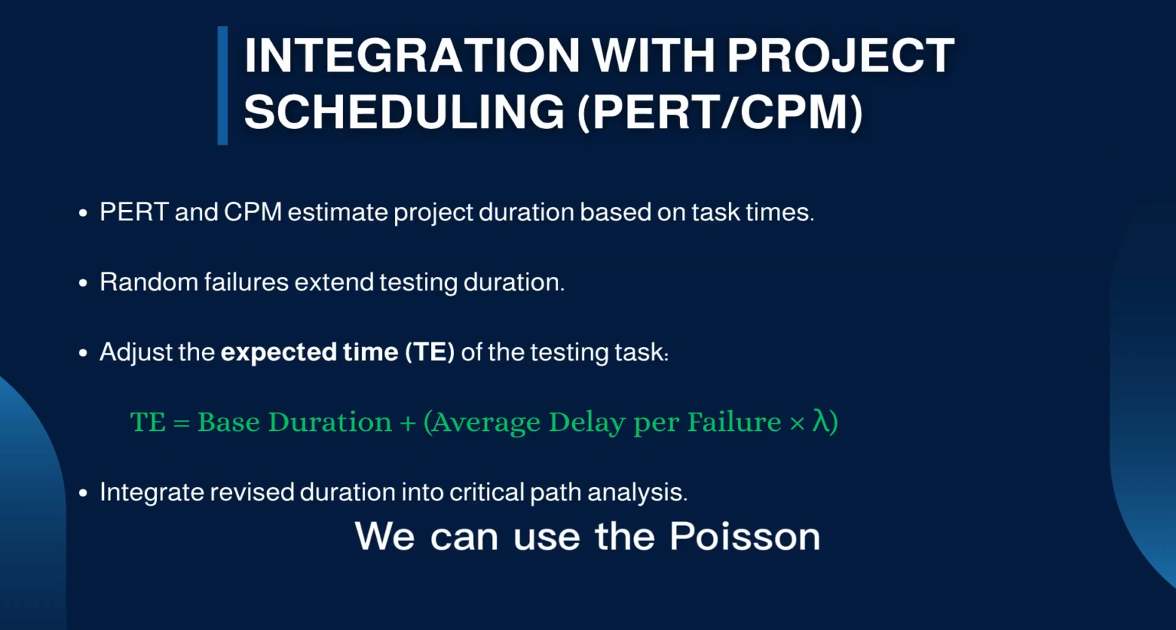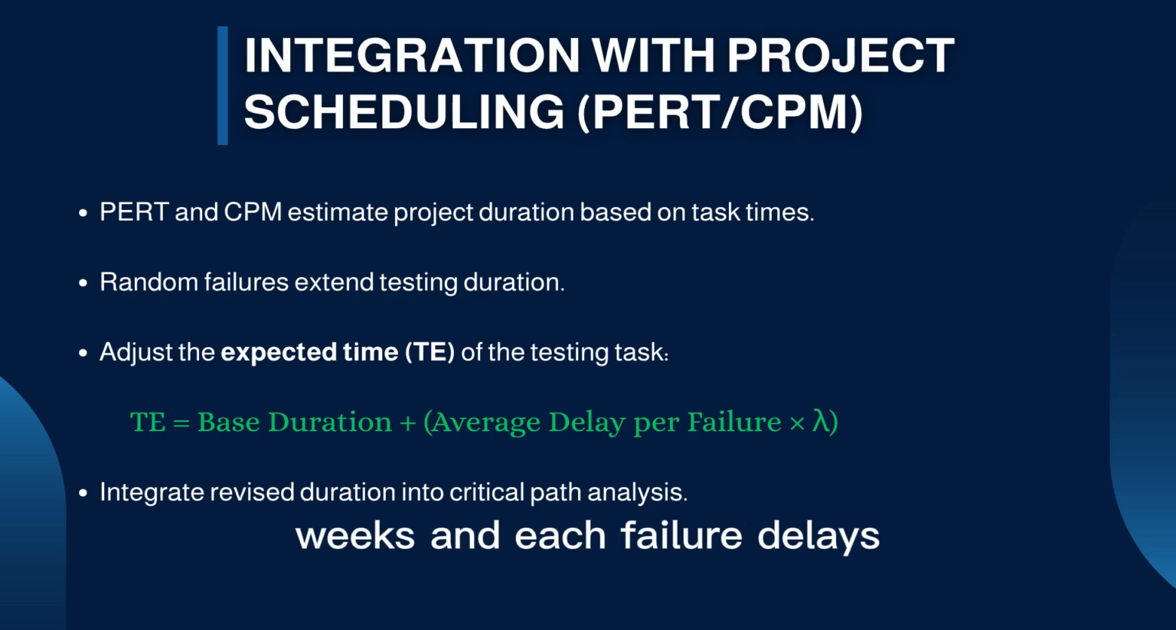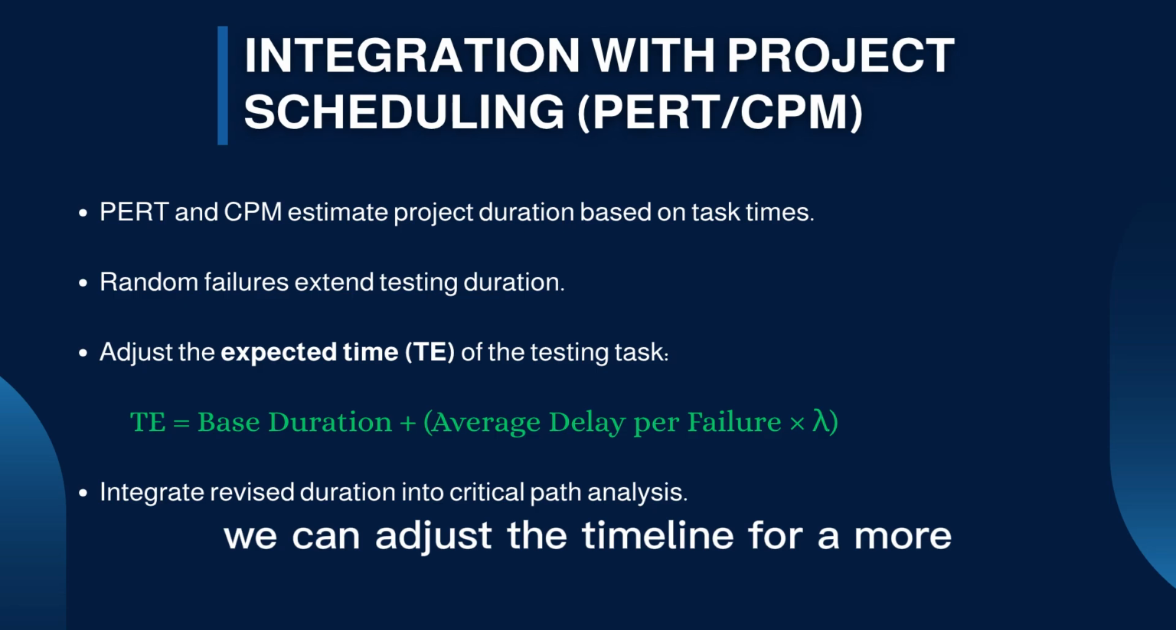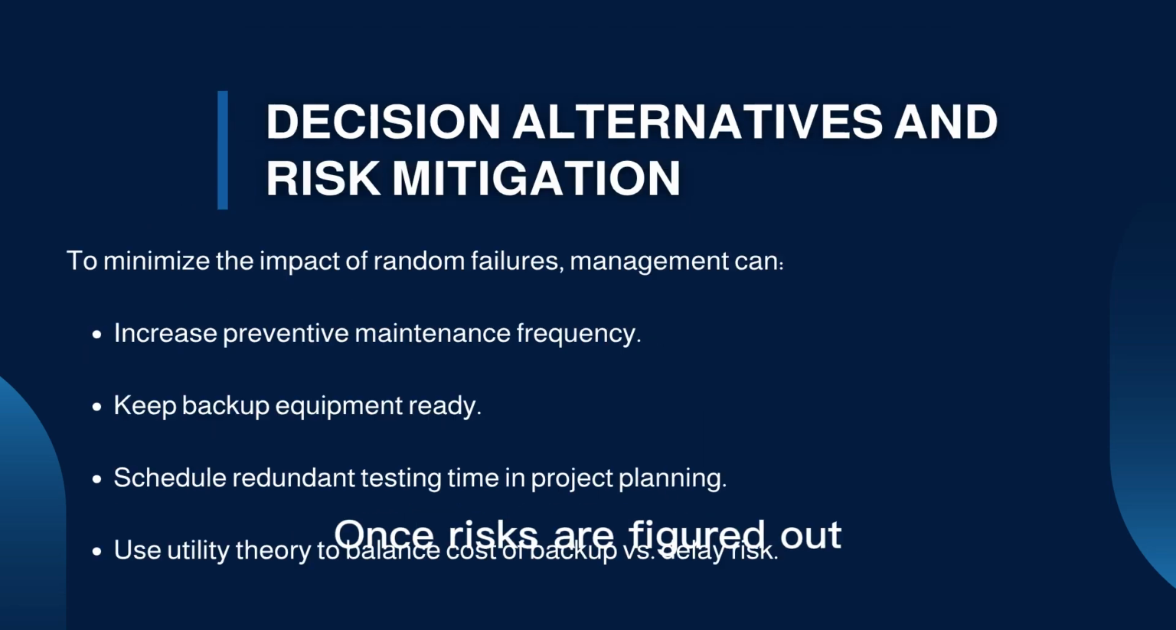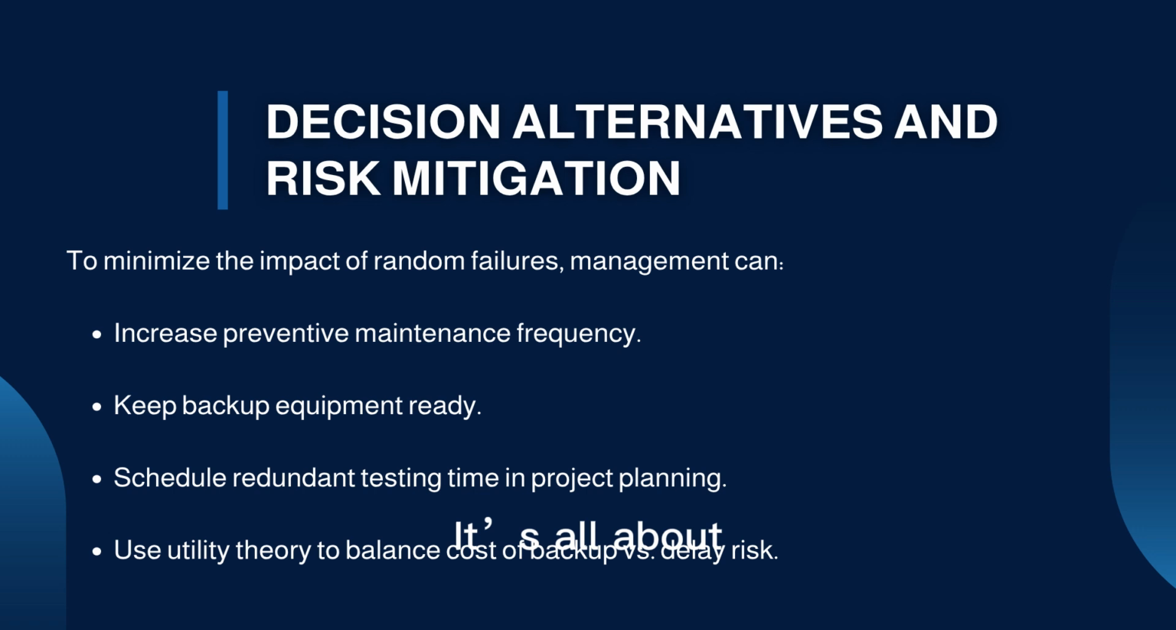We can use the Poisson model in PERT or CPM scheduling. If testing takes 6 weeks and each failure delays us by 2 days, we can adjust the timeline for a more realistic project schedule. Once risks are figured out, managers can make smart moves. Regular maintenance cuts failure chances, and a backup machine might cost more now but saves time later. It's all about balancing costs and reliability.